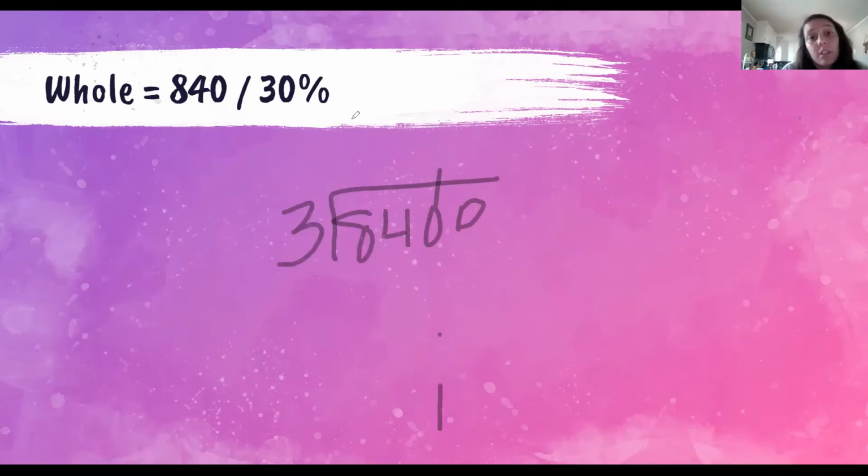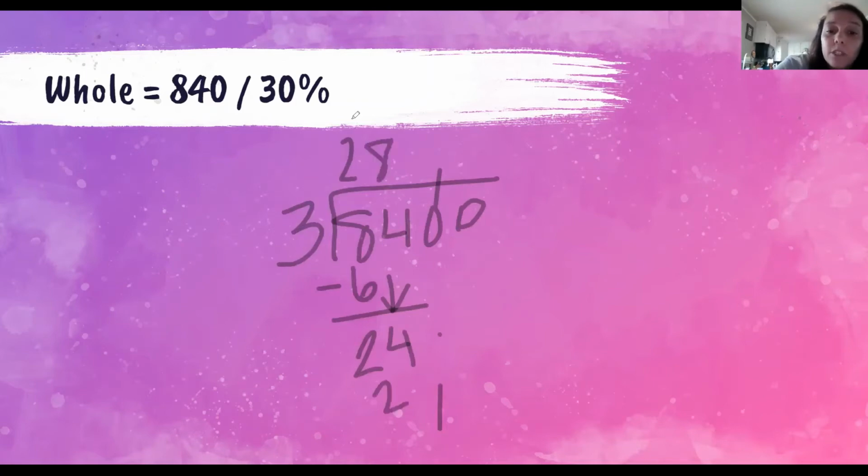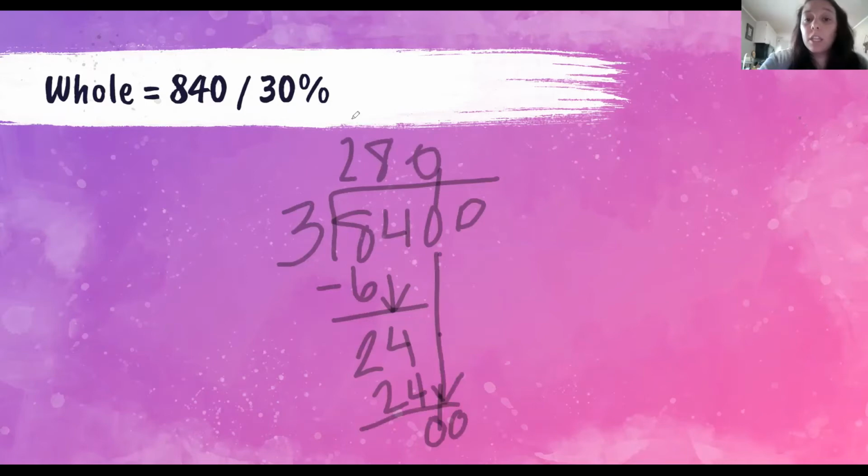So 3 goes into 8 2 times. I'm going to get 6 and subtract and get 2. Bring down my 4. 3 goes into 24 exactly 8 times. Then I'm going to get a 0. I know that 3 is going to go into 0 0 times. And then I would bring down again and get 0.